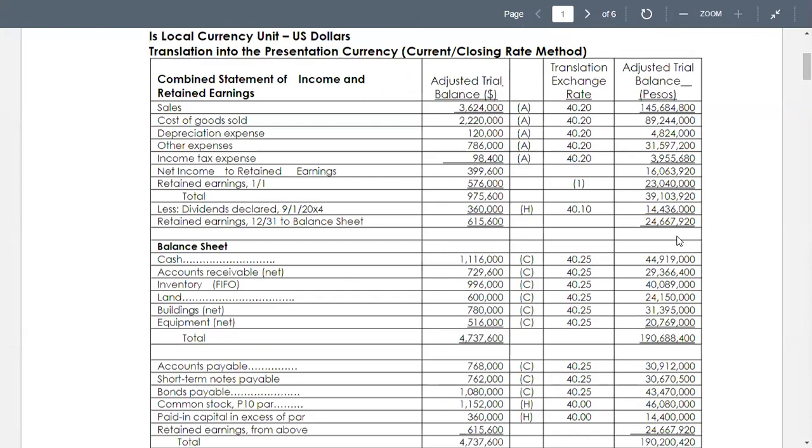Then we get the total of 39,103,920. And then we deduct the dividends declared on September 1, 20x4, when the exchange rate was 40.10. So again, we multiply 40.10 by $360,000. We get 14,436,000. We now have your dividends declared deducted, and the ending balance on December 31, 20x4 is 24,667,920. This is your ending balance of retained earnings.